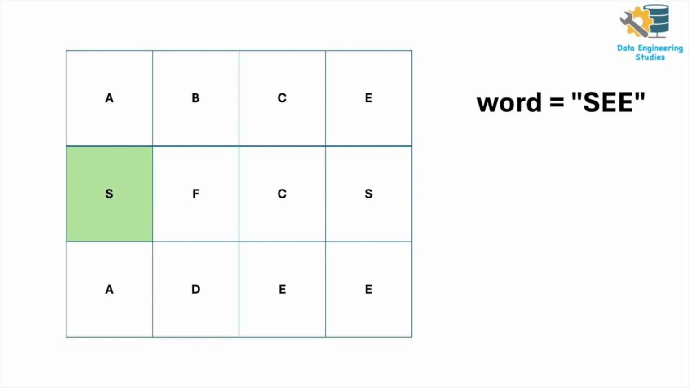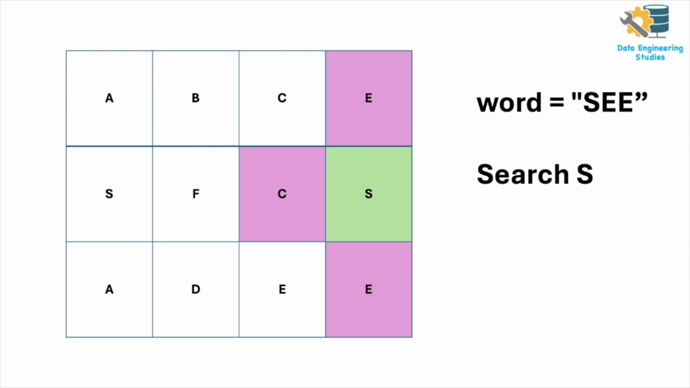Now we will again search for S from the next cell. There is no S. We will move on to the next element. Now we will move on to the next element which is S. We have found S. Now we will search E on all 4 sides. We have E in the top and in the bottom of S. First let's iterate over the top and see if we find the word.